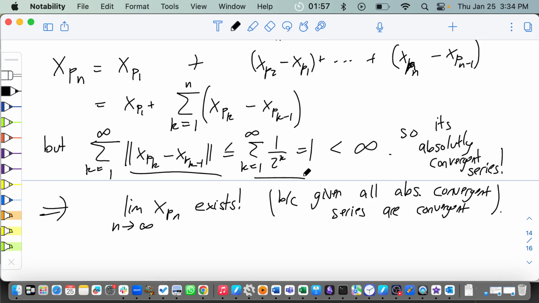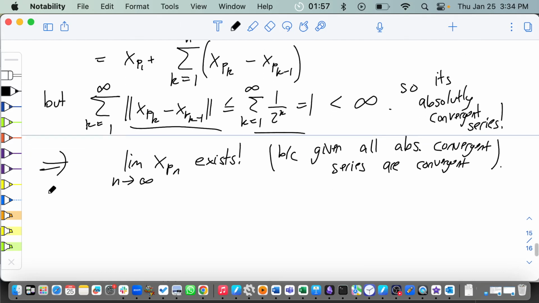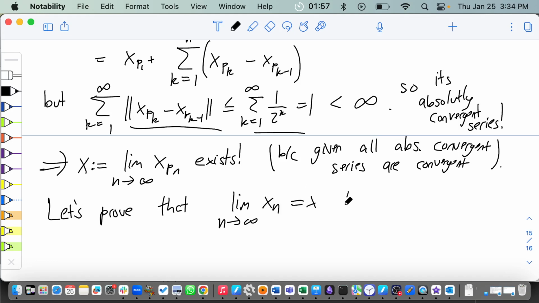Well, fortunately, the whole sequence we were told is Cauchy, so that means the points are close together. So all the points are going to be close to this subsequence because it's a Cauchy sequence. So last step, let's prove that the limit as n goes to infinity of x_n exists, and let's give this thing a name. Let's call the limit x.